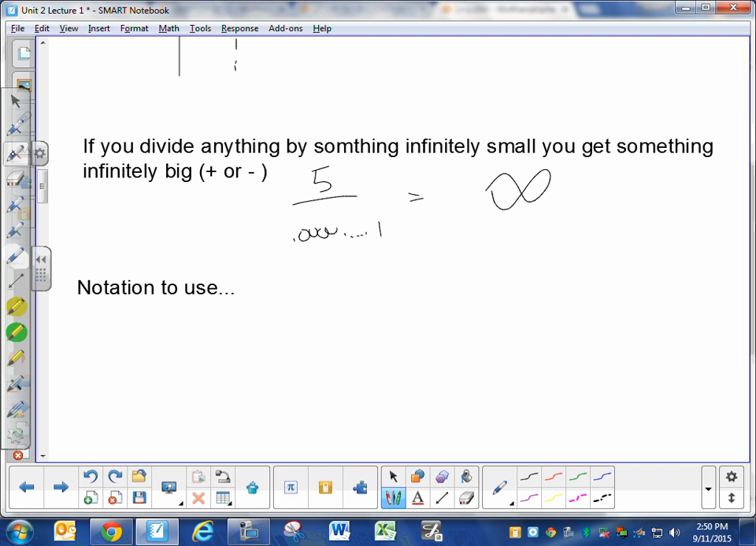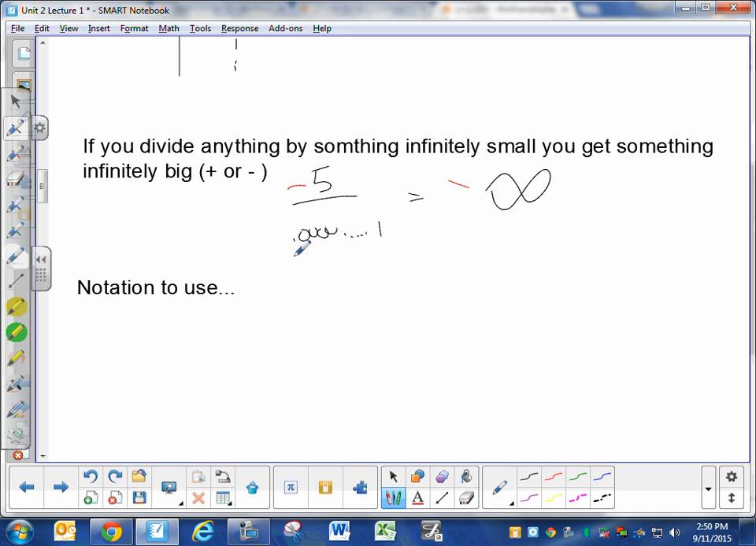Now, the rules of multiplication and division are still going to apply. If this was a negative 5 and this was a positive value that was infinitely small, this would get super huge just in the negative direction. Okay? That's something that we know. A negative divided by a positive is a negative. We'll just confirm that in a second.